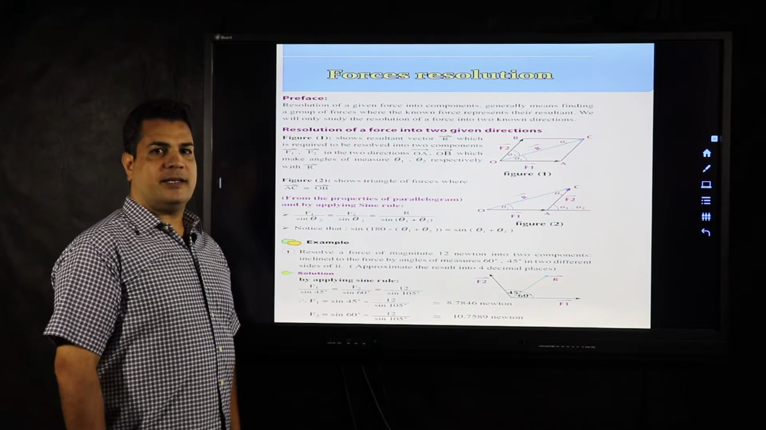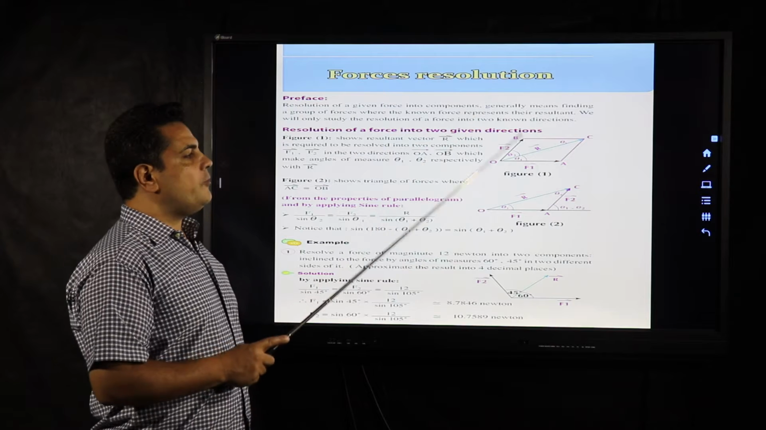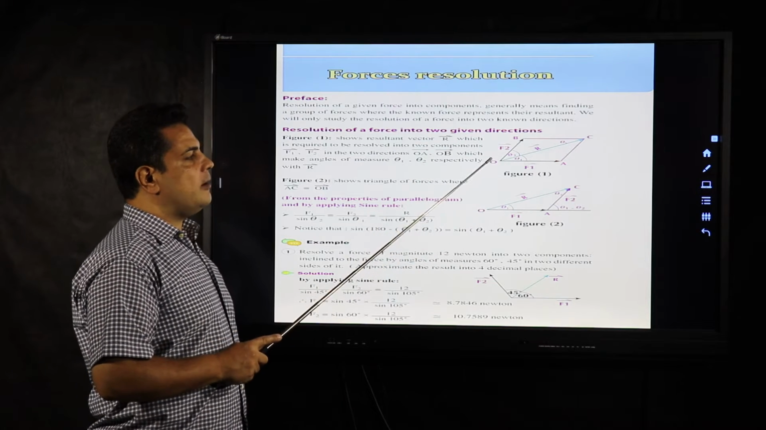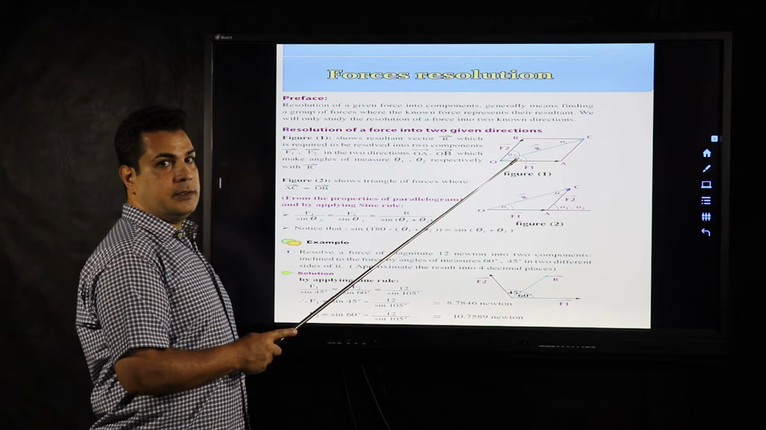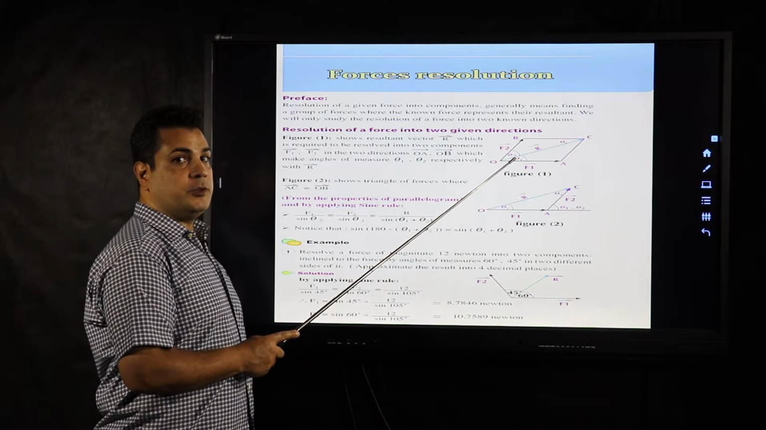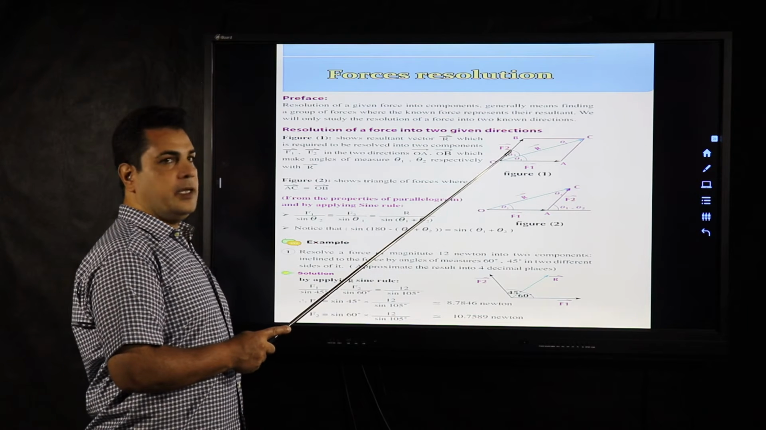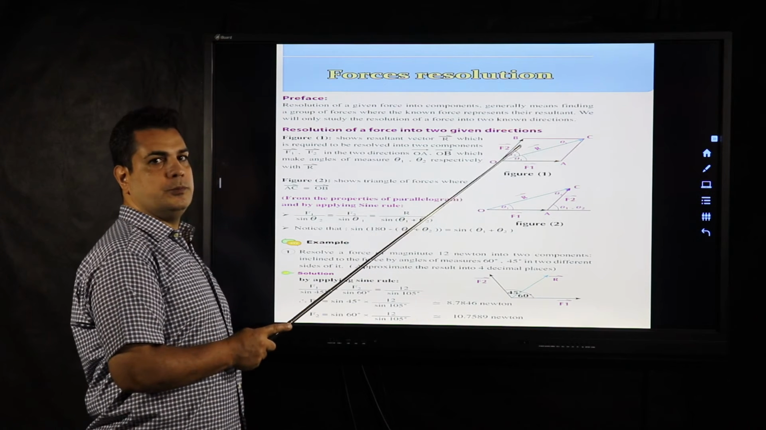Hello. A second lesson: force resolution. If we have two forces F1 and F2, and R is the resultant between them, and θ1 is the inclination angle between R and F1, θ2 is the inclination angle between R and F2.